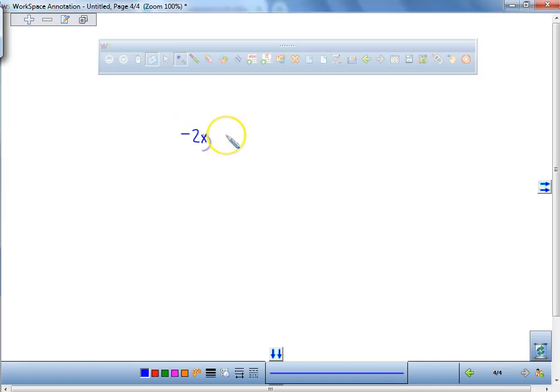Negative 2x plus 5y equals 13. Now what does the bottom equation say? 16x plus 3y equals 25.